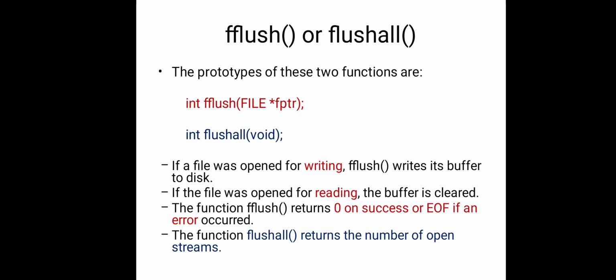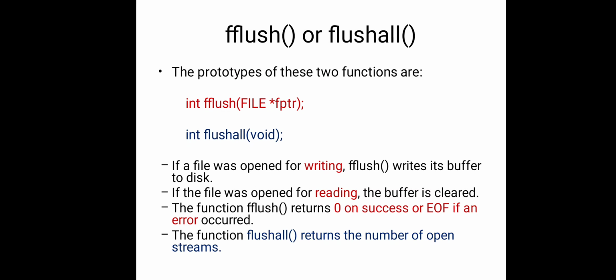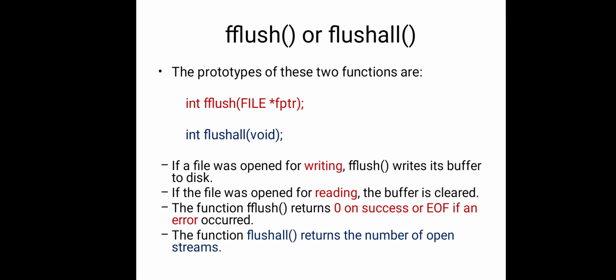So these are the prototypes of it. Here again the return type is integer, and fflush takes the file pointer. And flushall, the return type is int, and there are no parameters for it. Again, since the return type is integer, 0 means success, and -1 means end of file or that an error occurred.